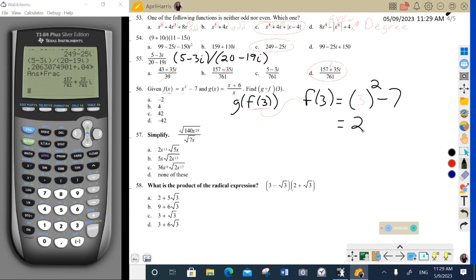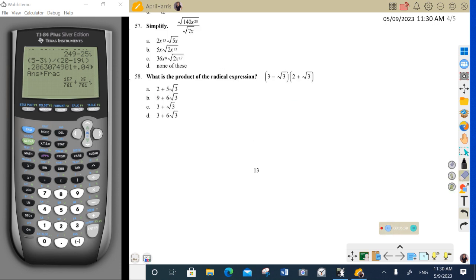So now back over here, where f of 3 used to be, we're just going to put the number 2. And now we're finding the g of 2. So we go to the g equation. It says g of stuff is stuff plus 6 divided by stuff. And we're finding the g of 2. So everywhere there was an x, we're putting a 2. That gives me 8 over 2, which is 4. And the answer is B.